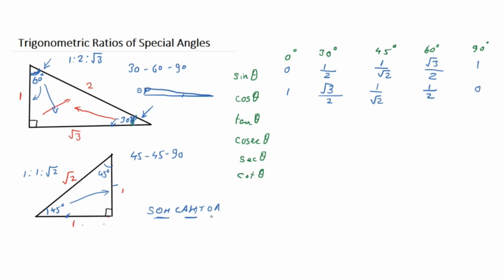Now let's look at tan. Tan is opposite over adjacent, or there is a trigonometric identity also which says that tan theta is the same as sine theta over cos theta.